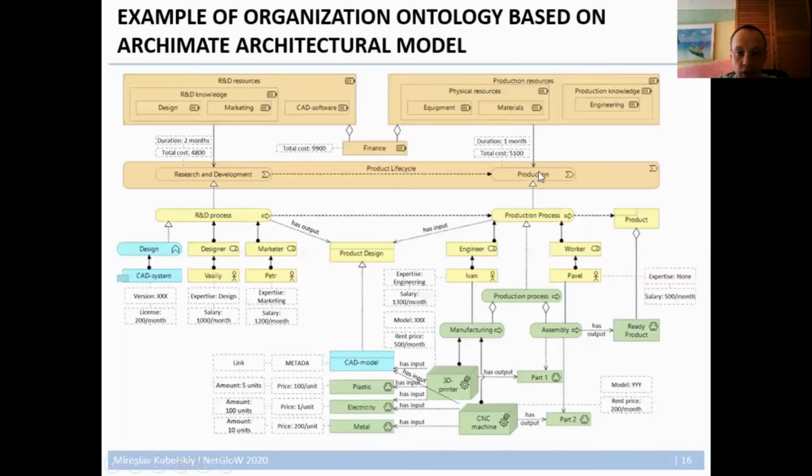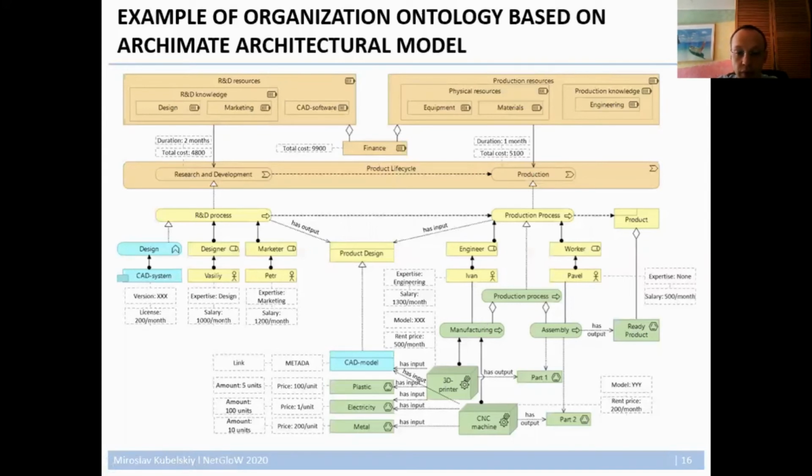The second stage of the life cycle is implemented using another business process, the production process, which receives the previously developed product design as an input. To implement this business process, 2 other employees are involved. As part of the business process, the technological process is being implemented, consisting of two sub-processes: manufacturing and assembly.